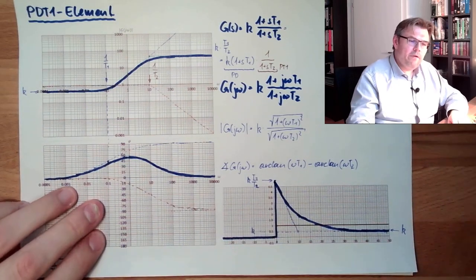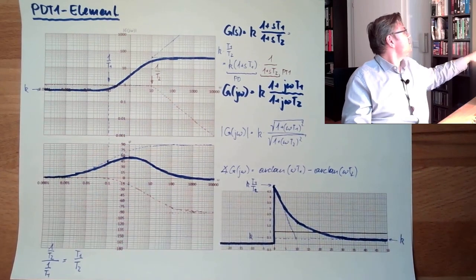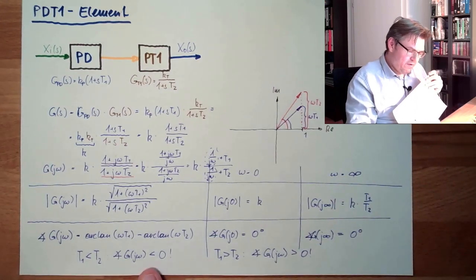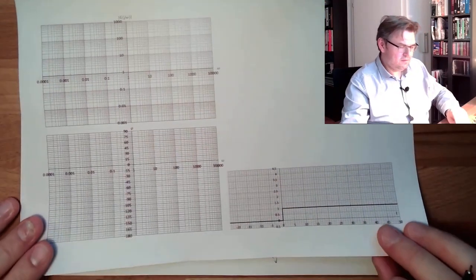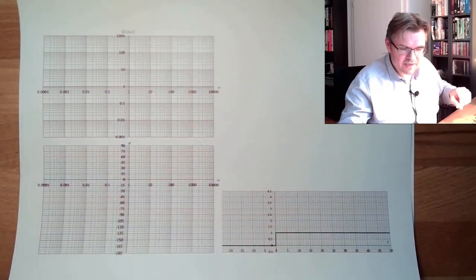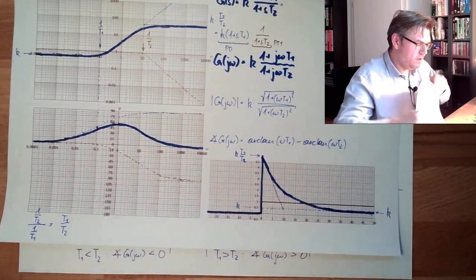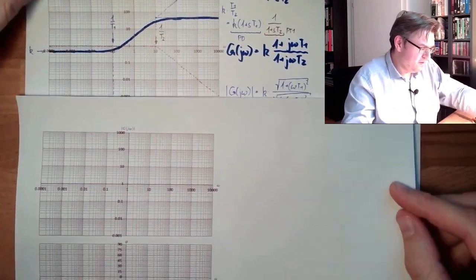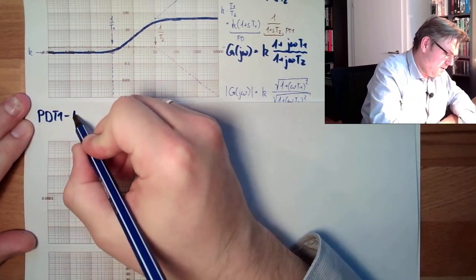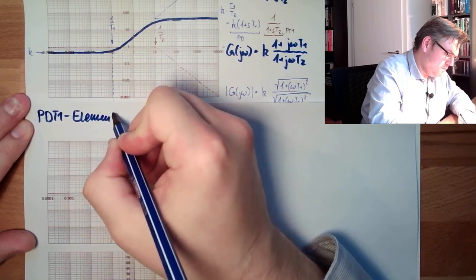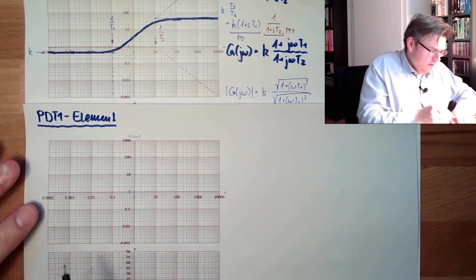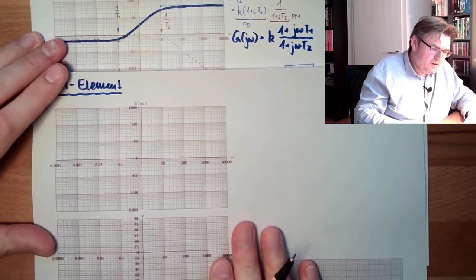Let's see how it looks if T1 is smaller than T2. But this would then have to look different, because then we have a different angle here. So I will simply use again the PDT1 element, second approach. And I will again draw this PT1 element here.